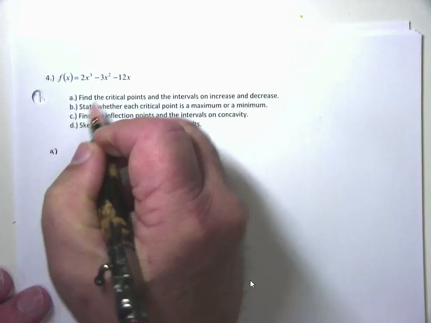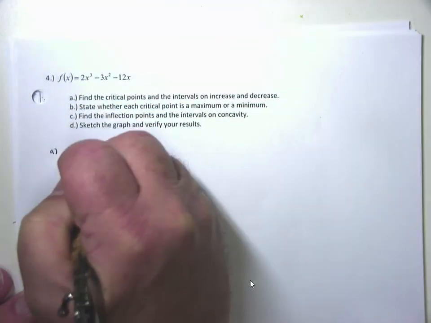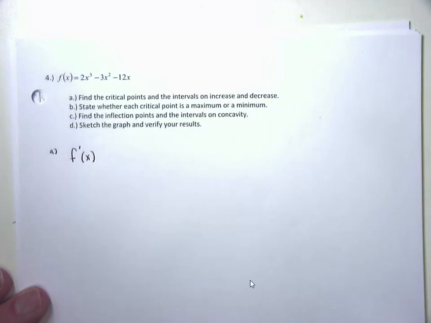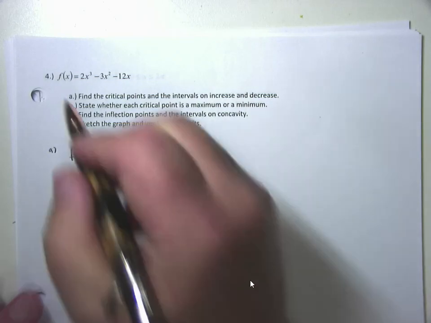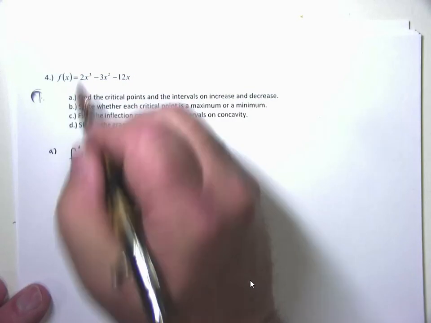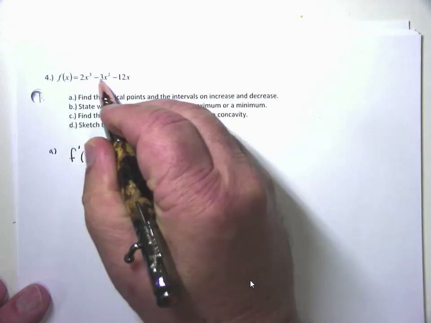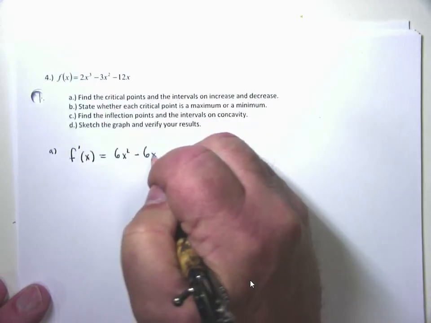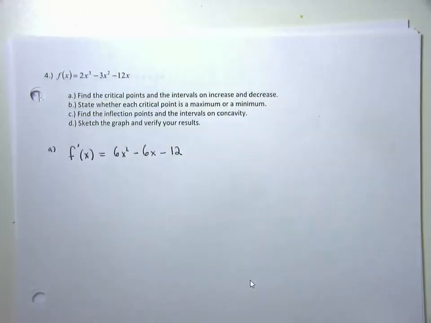All right, first thing we need to do is part A here. We've got to find the critical points. How do you find critical points? You're going to take the first derivative, set it equal to 0, and solve. These are polynomials, so I don't have to worry about where the derivative doesn't exist. What is the derivative of 2x cubed minus 3x squared minus 12x? Well, the derivative of 2x cubed is what? 6x squared, minus, what's the derivative of 3x squared? 6x, minus, what's the derivative of 12x? 12. There's my first derivative.